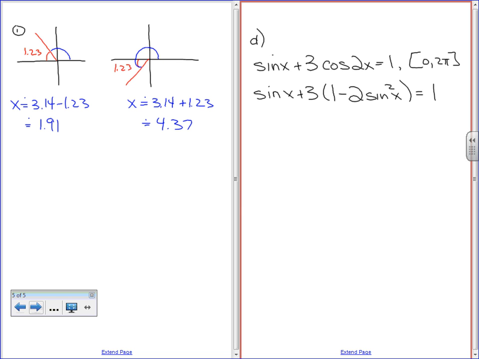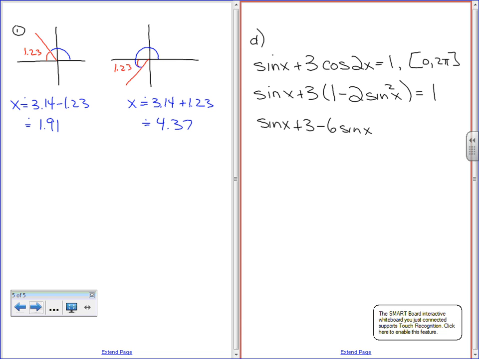So now my equation only has sine x's in it, which is what we want. What do I do from here? Multiplying out to 3 sine x plus 3 minus 6 sine x squared equals 1. What do I do now? Factor?